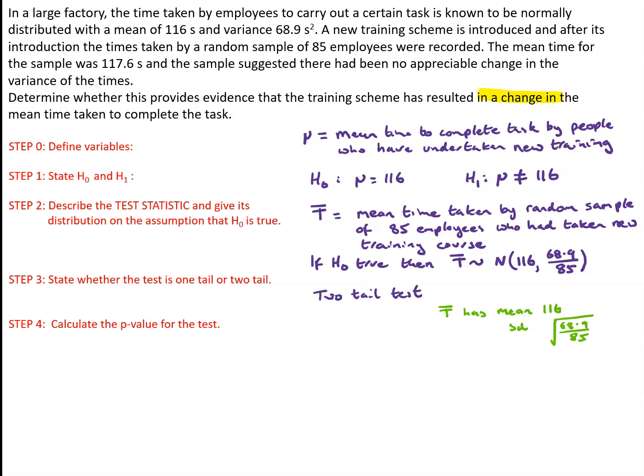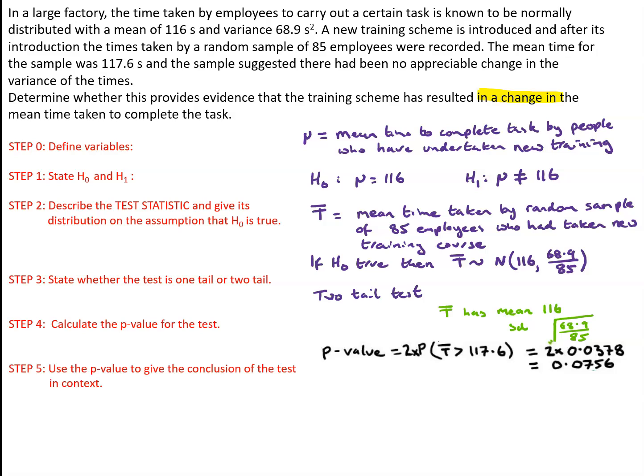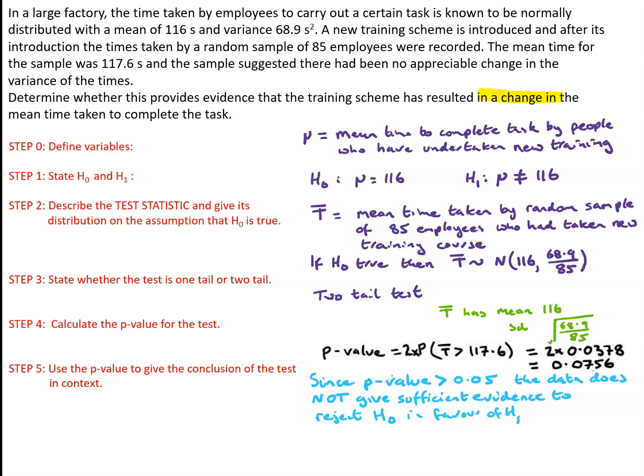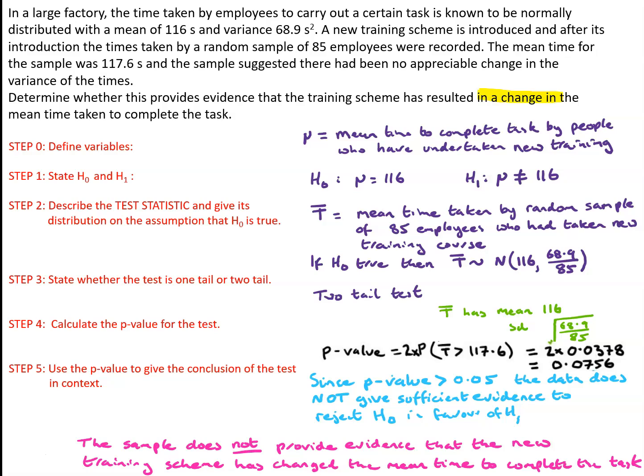So the p-value is going to be 2 times the probability that t bar is greater than 117.6. And if we work that out using the normal probability calculator on our calculators, then we find that this value is 0.0756. Since the p-value is greater than 0.05, the data does not give sufficient evidence to reject the null hypothesis in favour of the alternative hypothesis. So we can say that the sample of employees that we've been looking at does not provide evidence that the new training scheme has changed the mean time to complete the task.